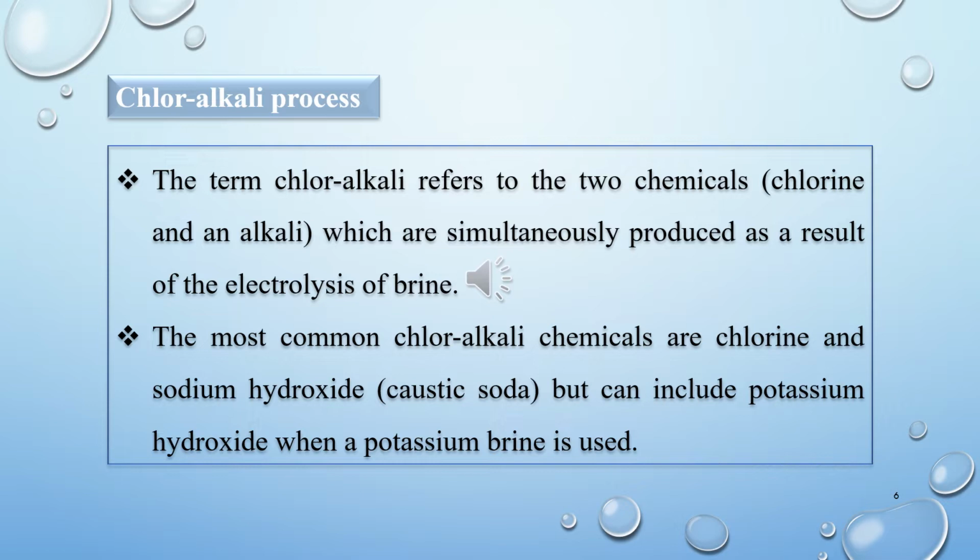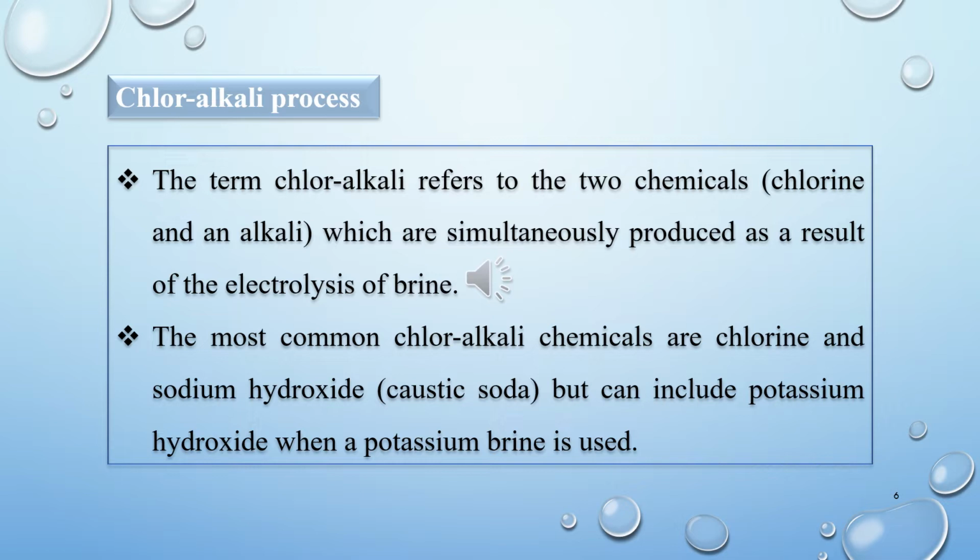Now dear students, we are going to discuss the chloralkali process in detail, where we will discuss where the word chloralkali came from, and we will also discuss how we can prepare sodium hydroxide by using the chloralkali process. And the first point is the term chloralkali refers to the two chemicals chlorine and an alkali, which are simultaneously produced as a result of electrolysis of brine.